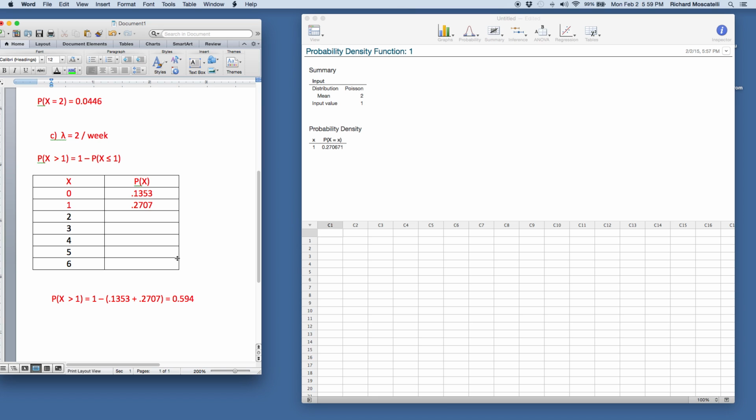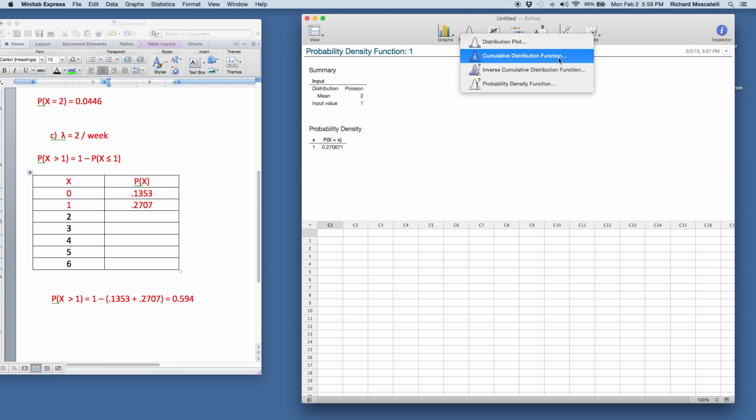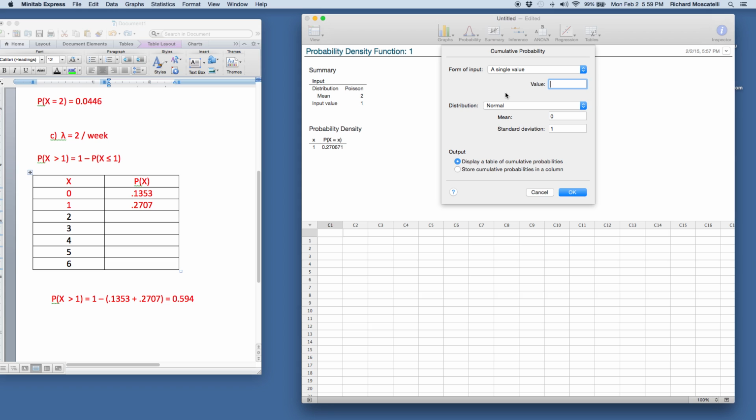And remember, if you want to work a chunk of probabilities, like the scenario of 1 and backward, which is the sum of these two probabilities, well, over here in Minitab, that's what this cumulative distribution function does. Remember, the word cumulative means from the beginning. So if you select cumulative probability and give it a single value, what am I going to give it? Well, I'm going to give the value 1. And it's going to be Poisson with mean 2.